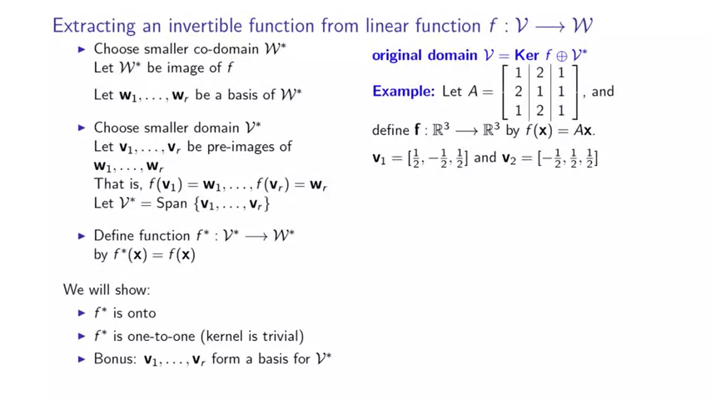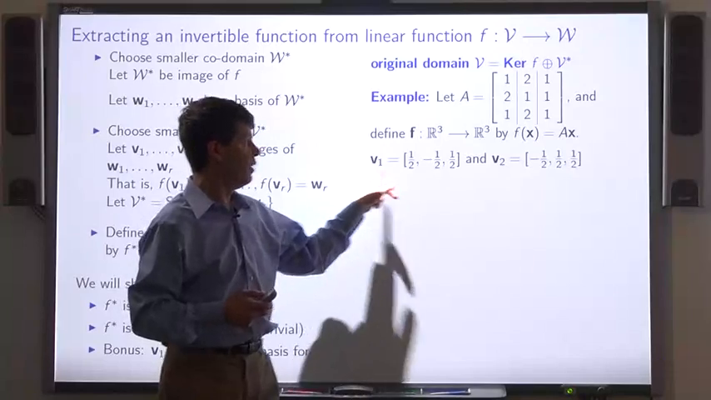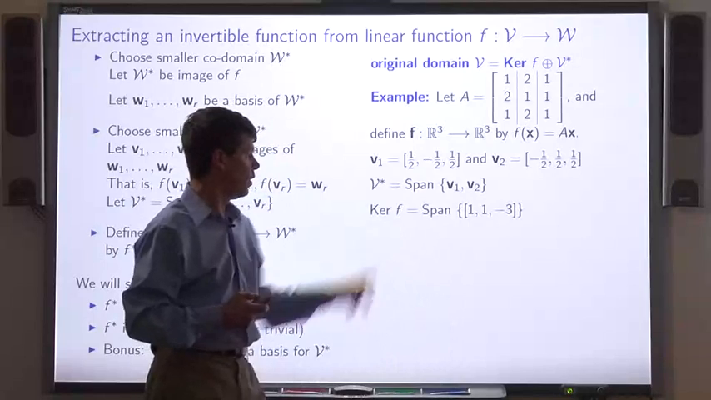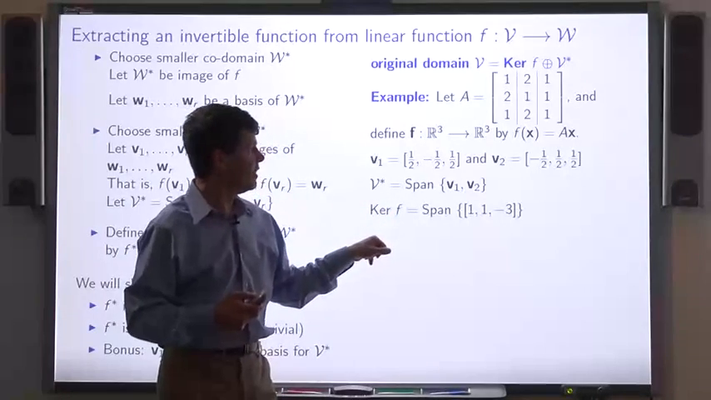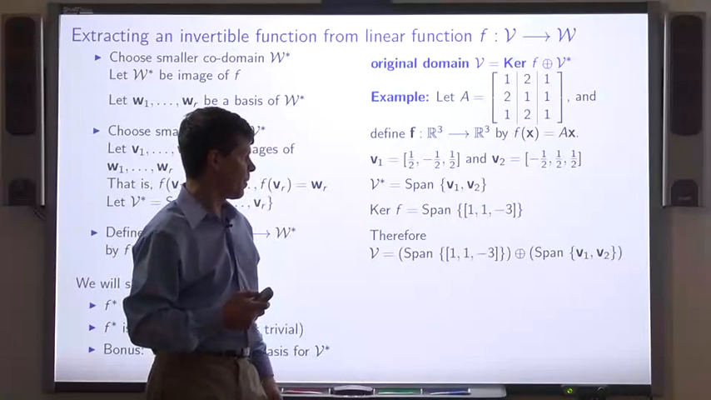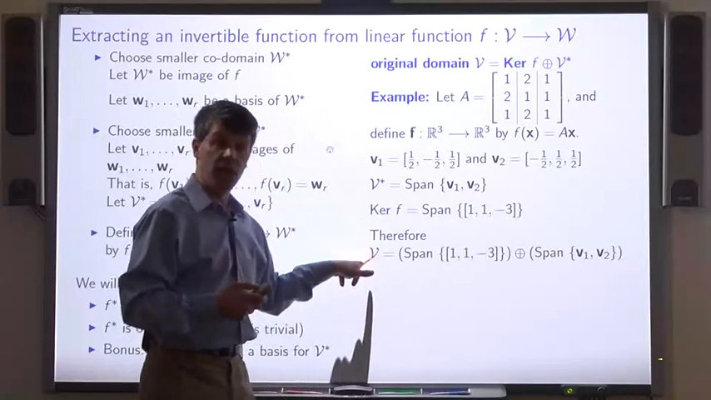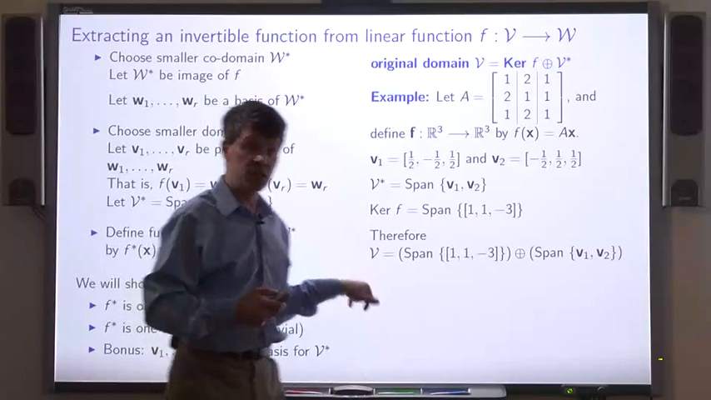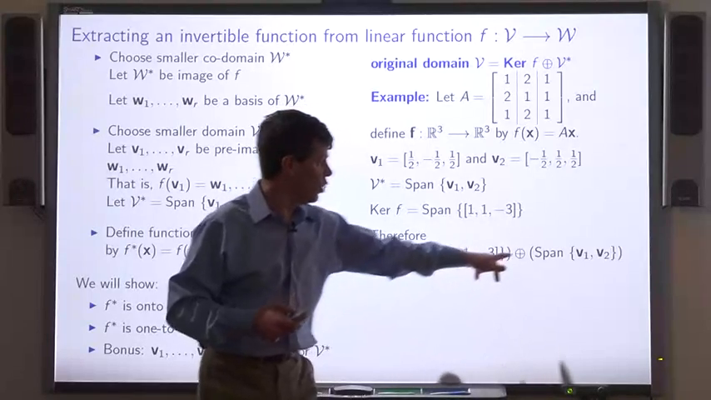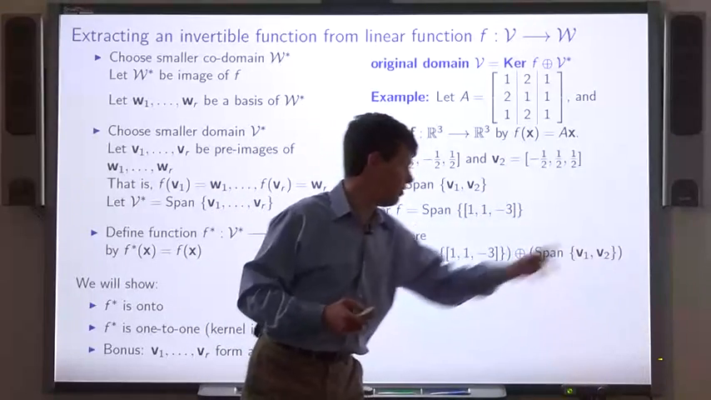Here's an example. Let A be this matrix, and we define the function f from R3 to R3 by multiplication by this matrix. v1 and v2 are shown, and V star is the span of those two. The kernel of f is the span of this singleton set. It follows, therefore, that the original domain, big V, is the direct sum of the kernel, the span of this singleton set, with the span of v1 and v2.